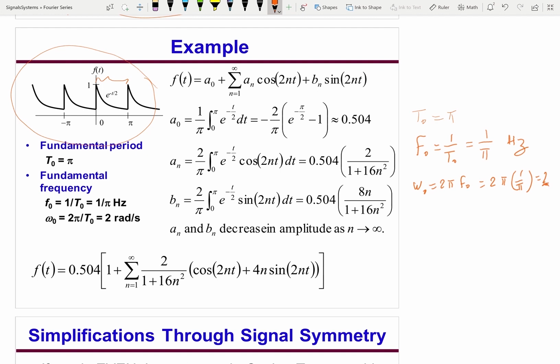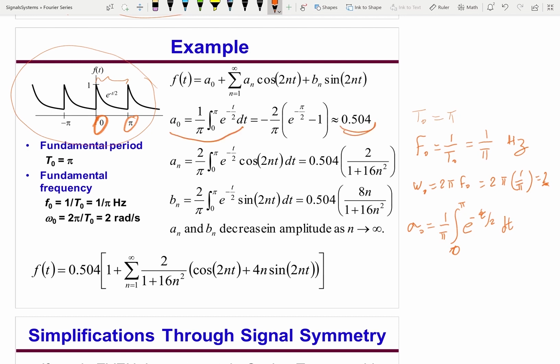Now to find the DC component a0, it will be 1 over the period, 1 over pi, times the integral over a full period of the signal. In this case, the signal is e to the minus t over 2 dt. So I will integrate over a full period from 0 to pi, and if you carry out this integral, you get this value.